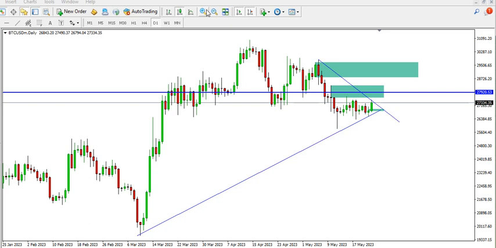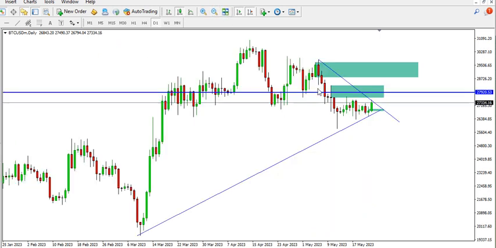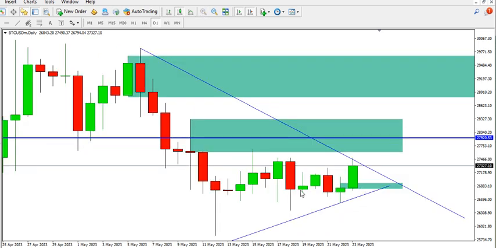I'm starting with BTC USD, that's Bitcoin. Bitcoin has been ranging for some time, and we can see the range spanning across a couple of months. But for now, Bitcoin is still ranging. Now as the price is ranging, we can see price trying to break this triangle.